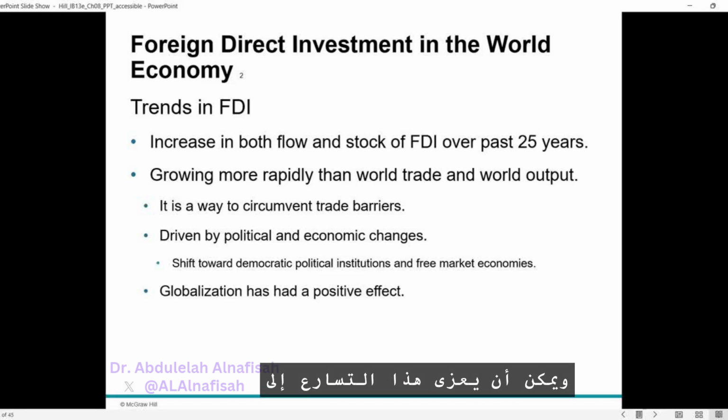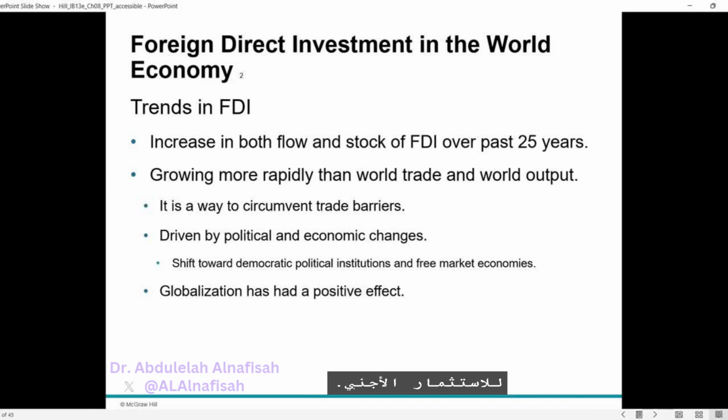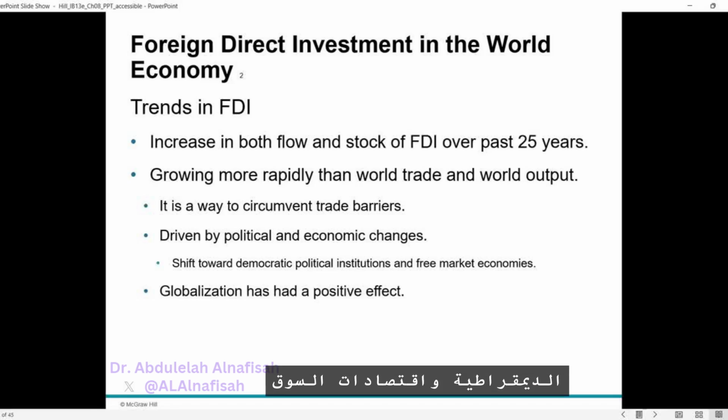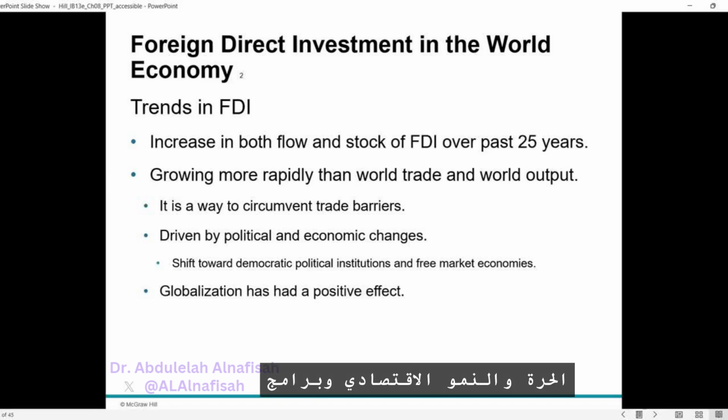This acceleration can be attributed to various factors such as firms using FDI to bypass potential trade barriers and the conducive political and economic transformations in developing nations, fostering a more favorable environment for foreign investment. The rise of democratic institutions, free market economies, economic growth, deregulation, and privatization programs in regions like Asia, Eastern Europe, and Latin America has attracted multinationals.